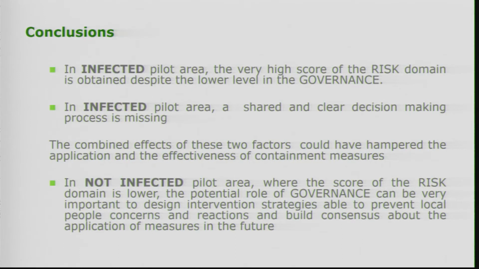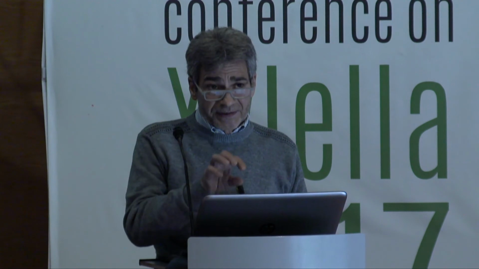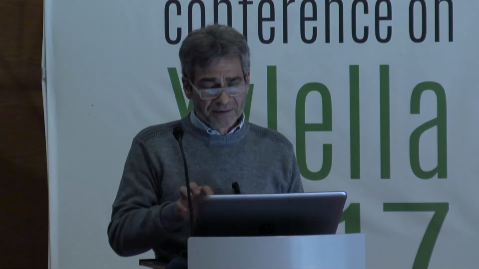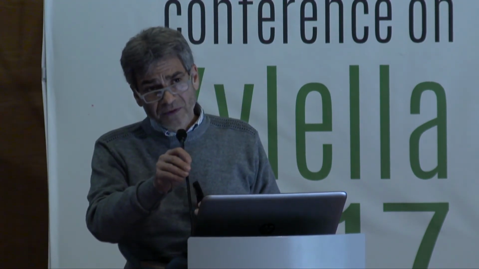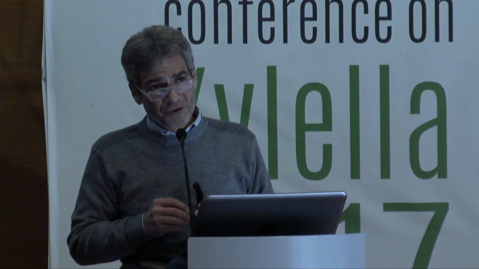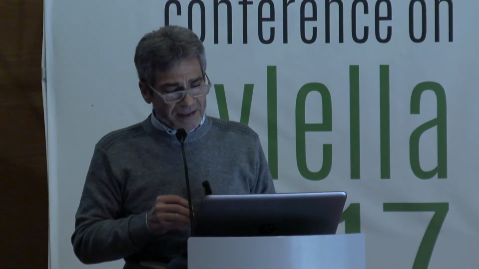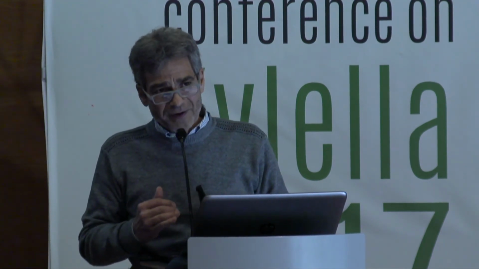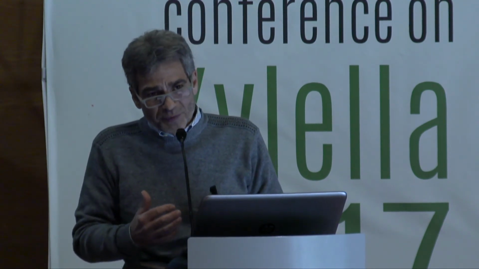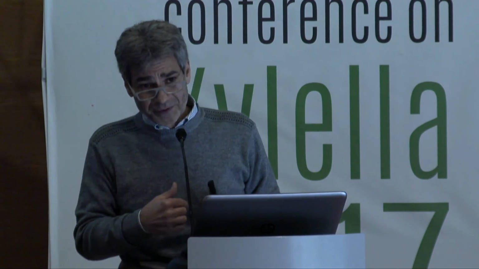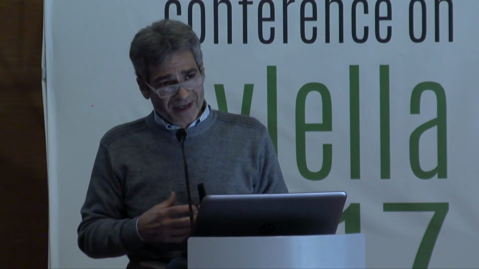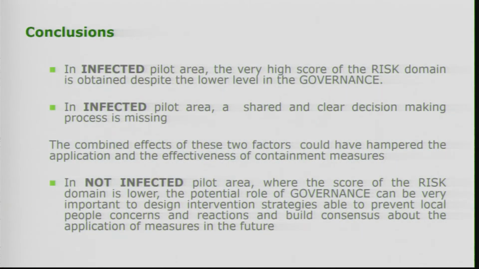In the infected pilot area, we see a very high score of the risk domain, but this is obtained in spite of the lower level of governance. The people, particularly the farmers and all the holders, in spite of the low level of governance, try to increase their preparedness anyway. But the problem is that they prepare themselves and build their knowledge on their own, without being influenced by external inputs from the system of governance. So after two or three years, they have built their own knowledge. It is going to be difficult then, even if you set up a good and efficient governance system, to change their mind.